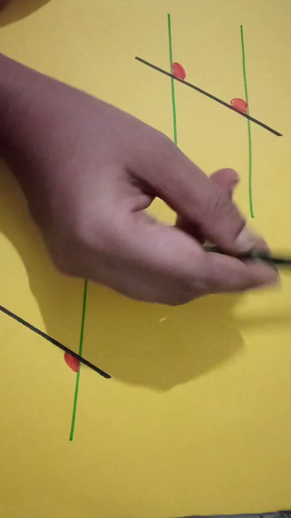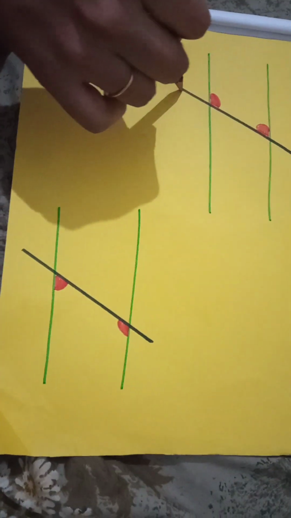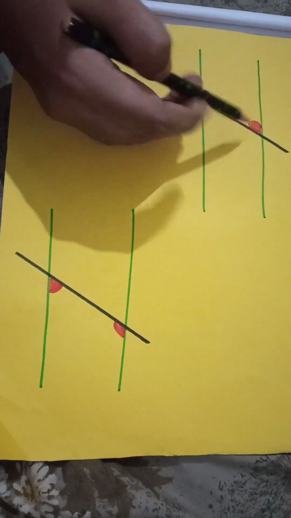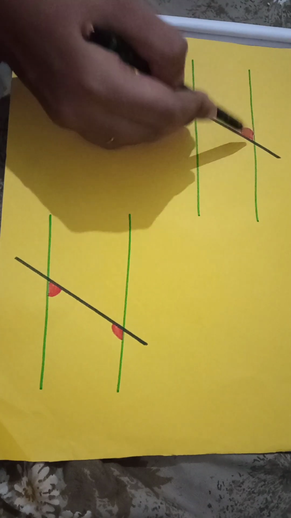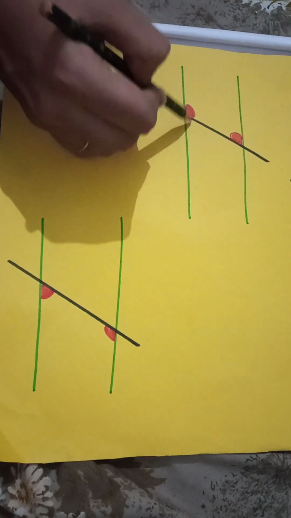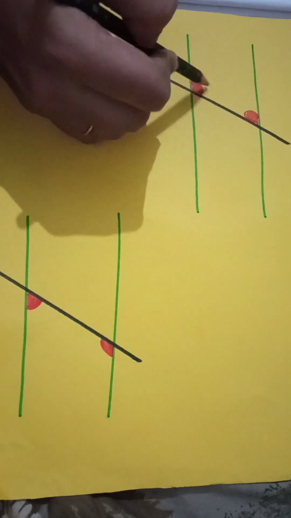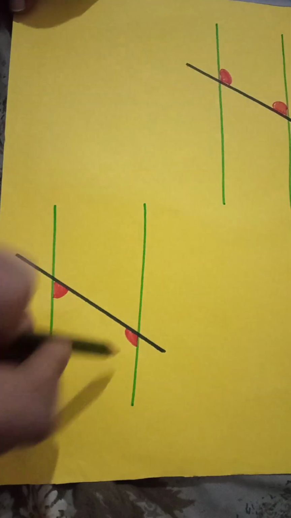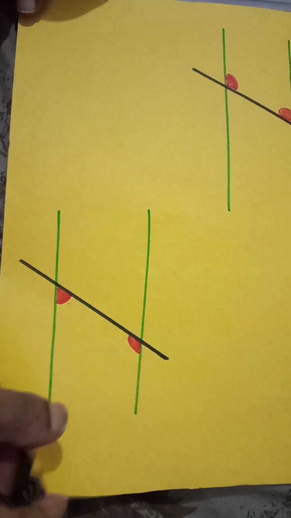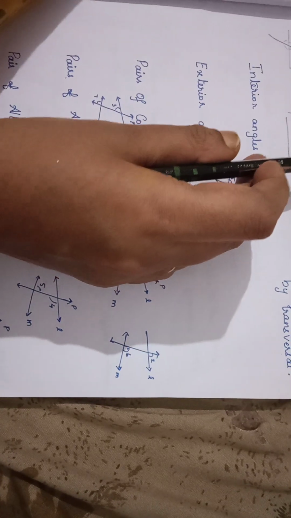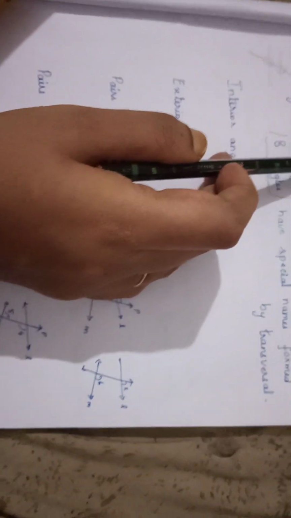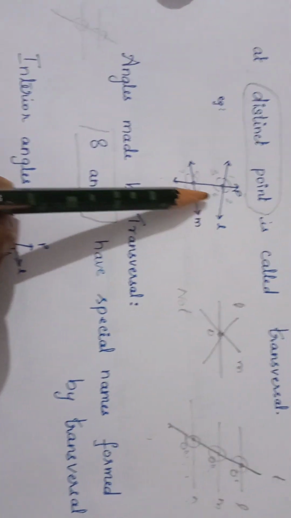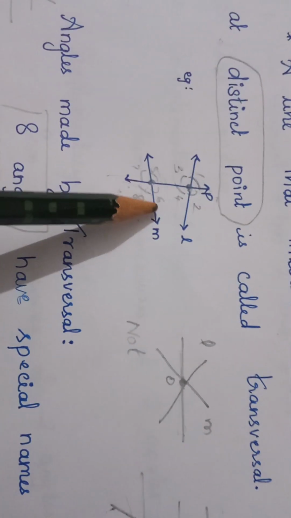Pair of interior angles on the same side of the transversal. If a transversal cuts two lines, then on the same side there are two interior angles formed. We have already seen that these four angles are interior angles. Within that, on the same side, these are the angles formed by the transversal. You can easily understand this. As I mentioned earlier, the transversal line cuts any two lines. It need not be parallel.